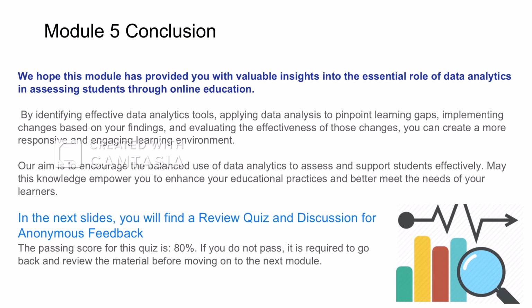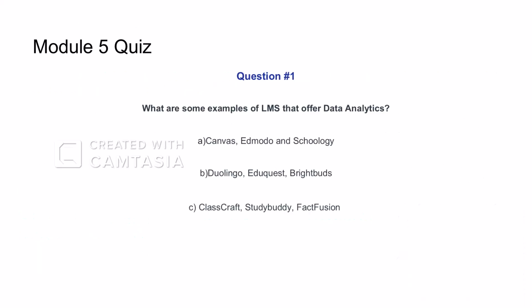So in the next slides, you will find a review quiz and discussion for anonymous feedback. The passing score for this quiz is at least 80%. If you do not pass, I require you to go back and review the material before moving on to the next module. So question 1, what are some examples of learning management systems that offer data analytics?